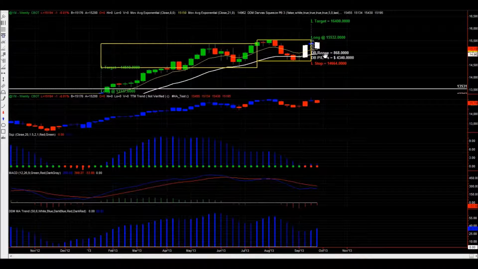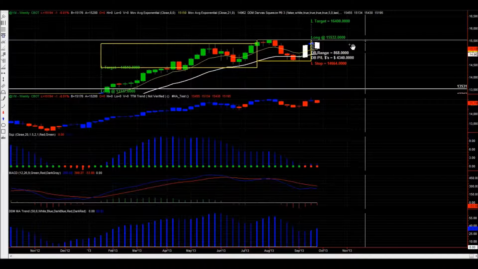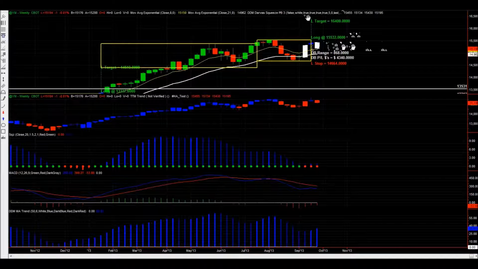I think we're going to pull back, and then if we push back through this high, I think we're going to hit new highs. This methodology with the Darvas squeeze here is telling me we have a potential target of around 16,400. That's 900 from the breakout point of these highs. That's 900 to 1,000 points potentially higher.